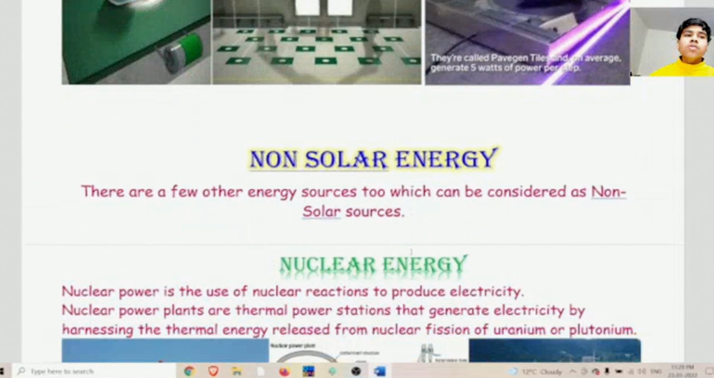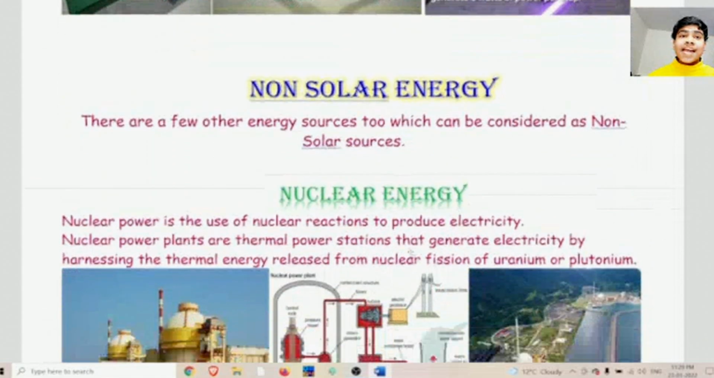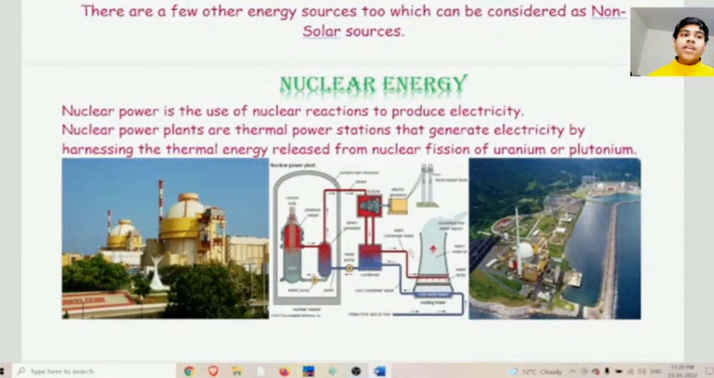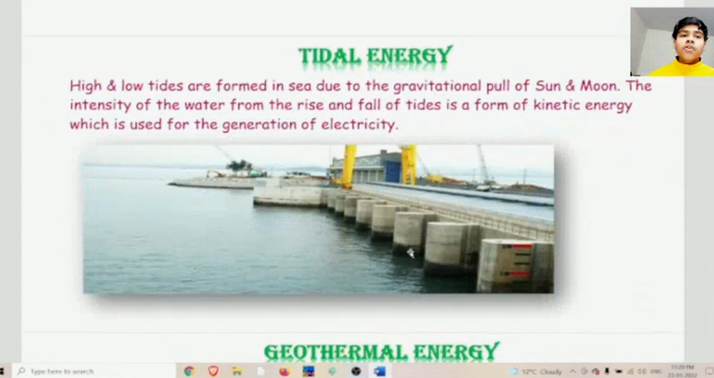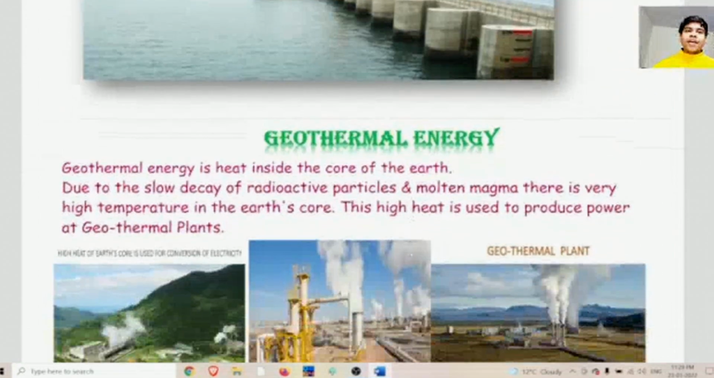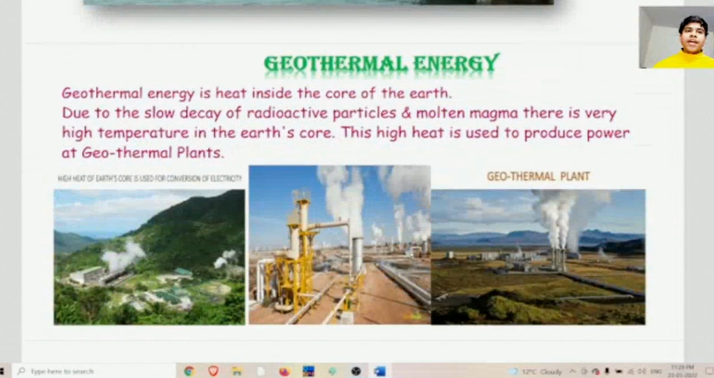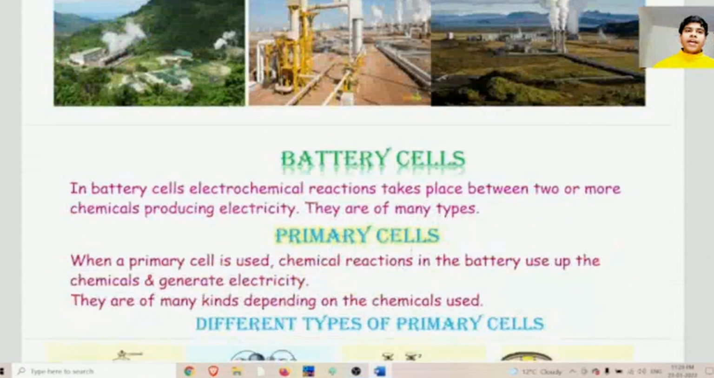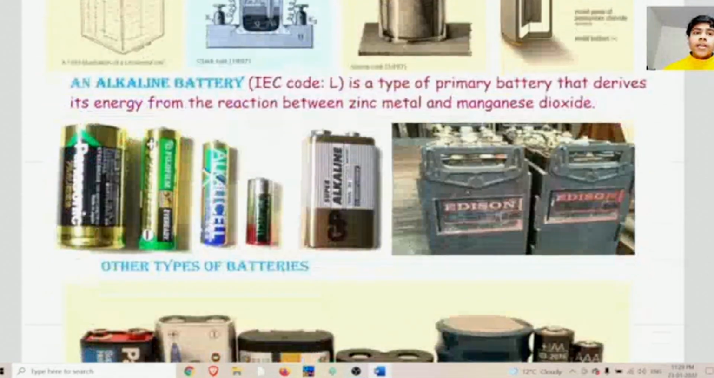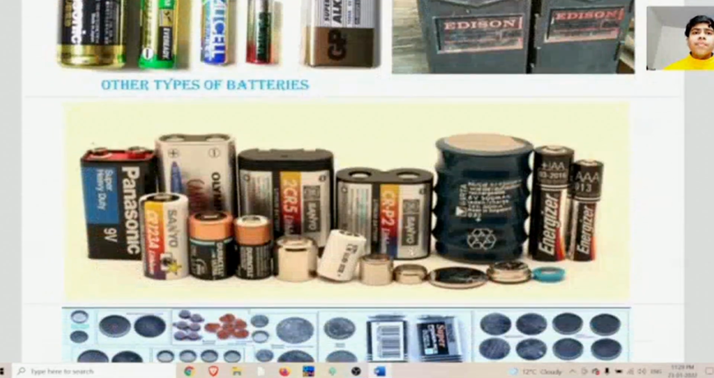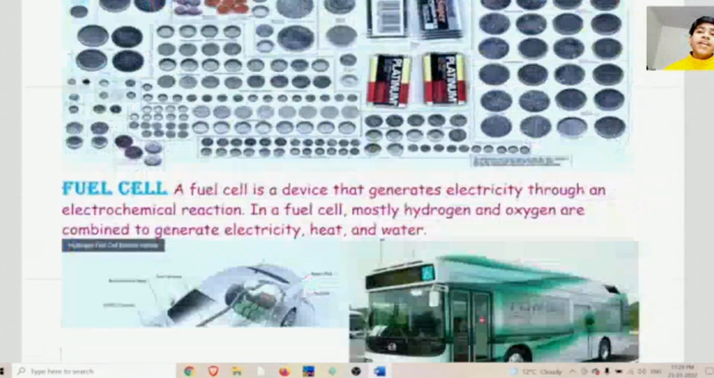There are a few non-solar forms of energy. Electricity is generated by nuclear fission in nuclear power plants. Motion of water due to high and low tides in oceans is used to produce electricity. High heat of the core of Earth is used at geothermal plants to produce power. Electricity can be produced in battery cells due to chemical reaction of some chemicals, and they are of many types.